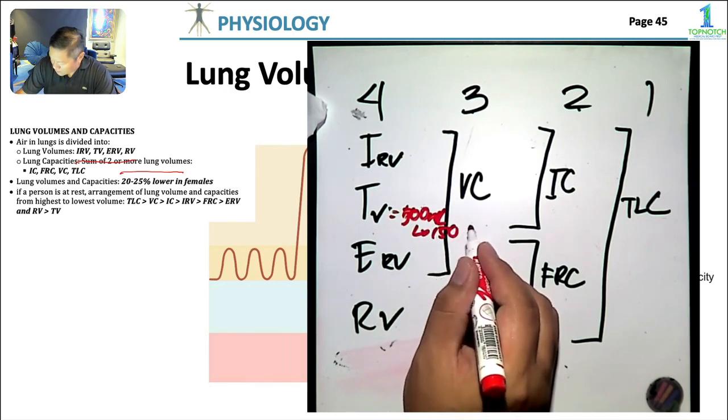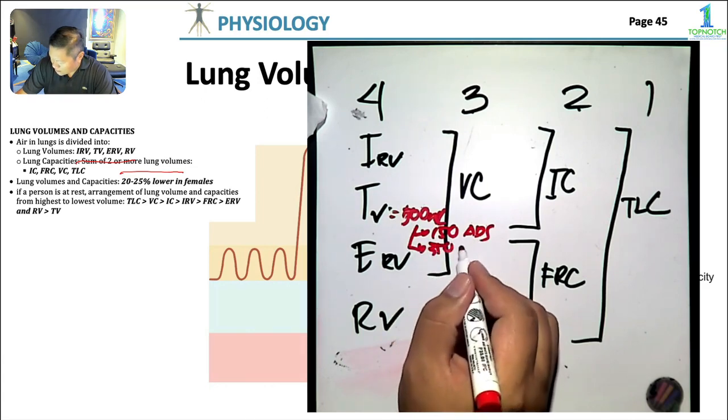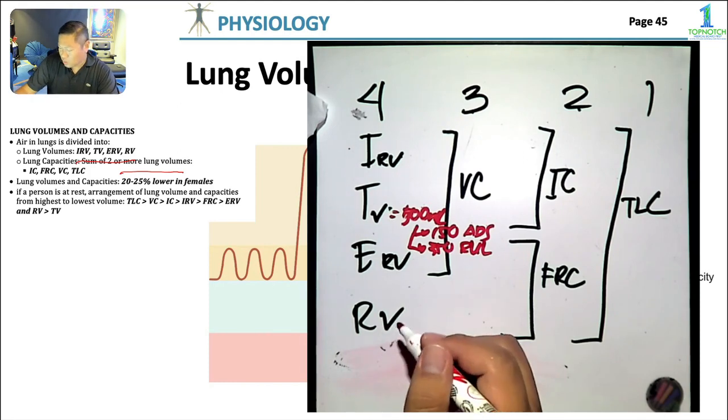150 of this is found in the anatomic dead space. 350 of this is found in the respiratory unit of the lung: the respiratory bronchiole, alveolar ducts, alveolar sacs. Okay? Next is the residual volume.